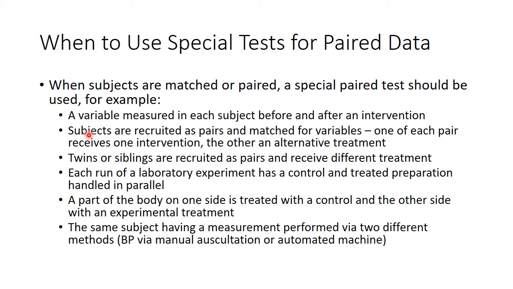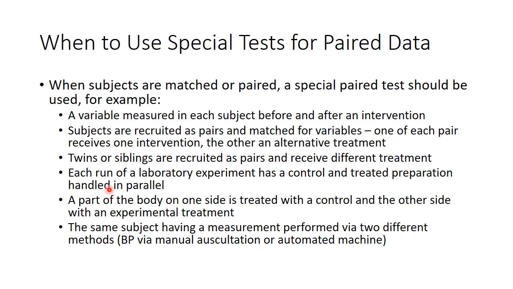If you recruit subjects as pairs, they're going to be matched for variables, meaning that for instance, you match people based on their income level, their height, their weight, their disease states, all of that stuff. Basically, you give one person an intervention, the other person not. That would also be another case for using a paired t-test. Twins or siblings would certainly be recruited as pairs, and if they should receive different treatments, that would be a good candidate for using a paired test.